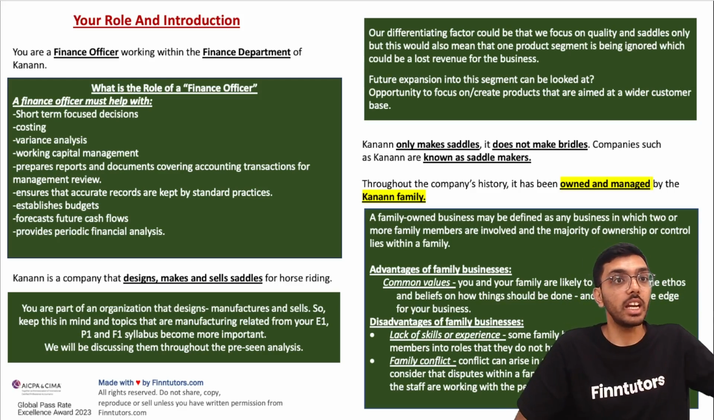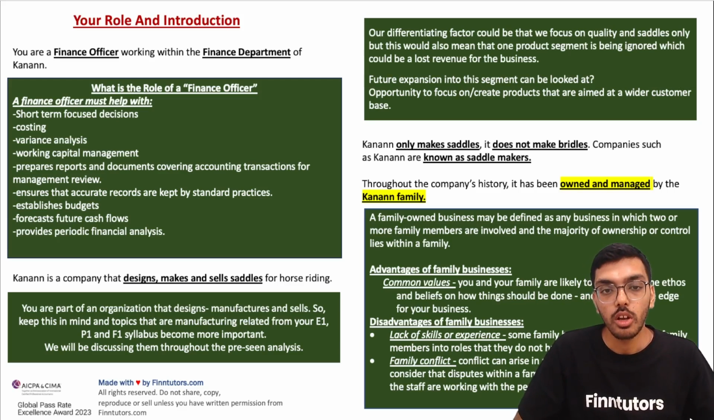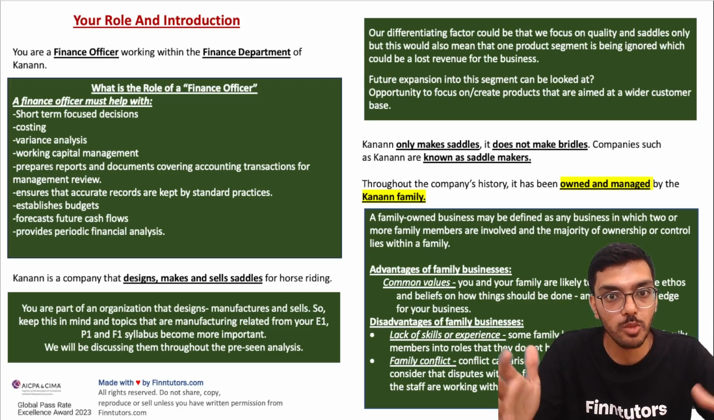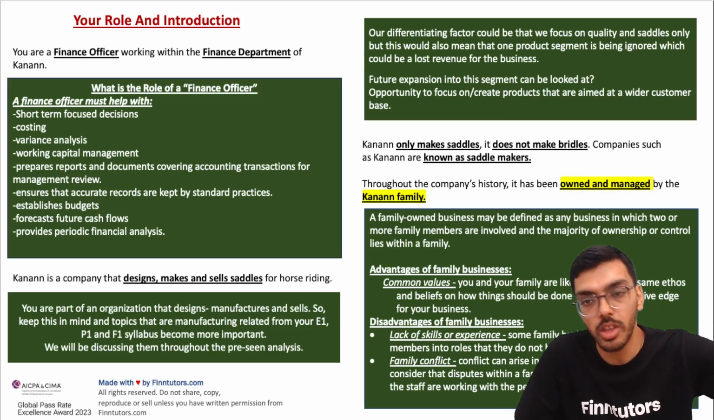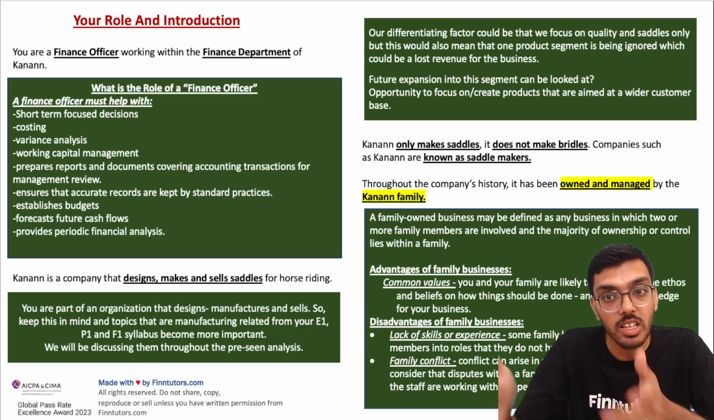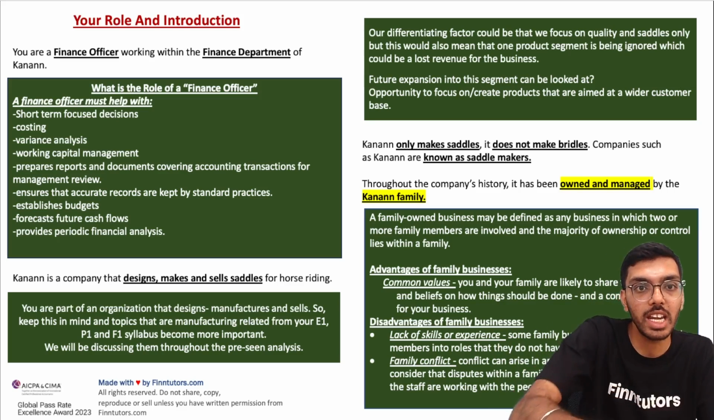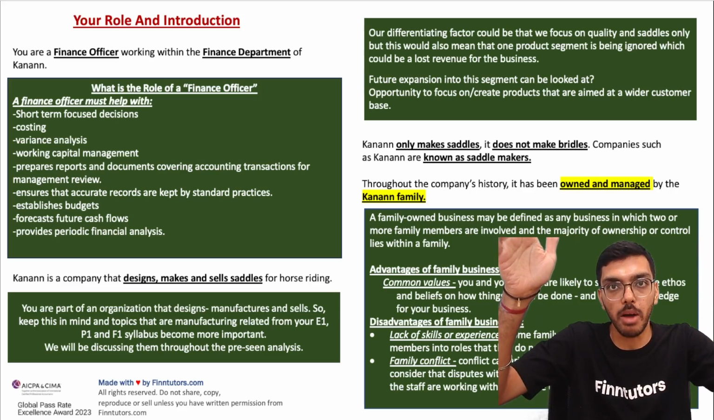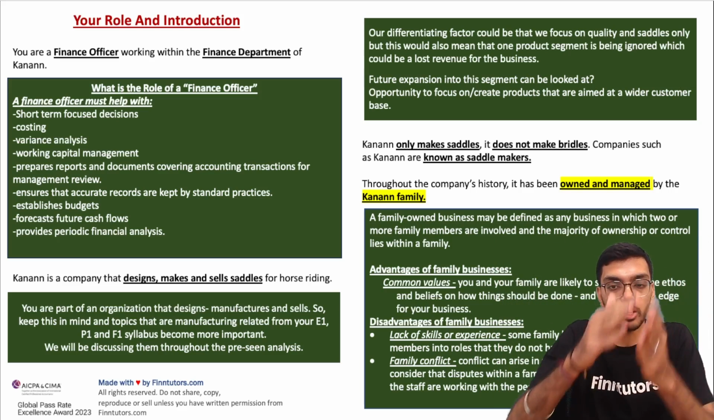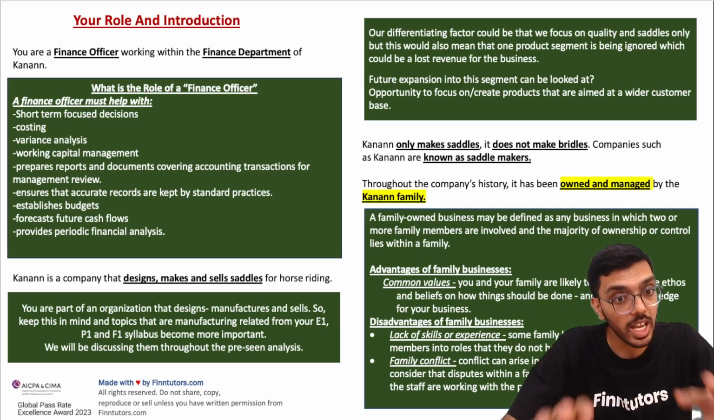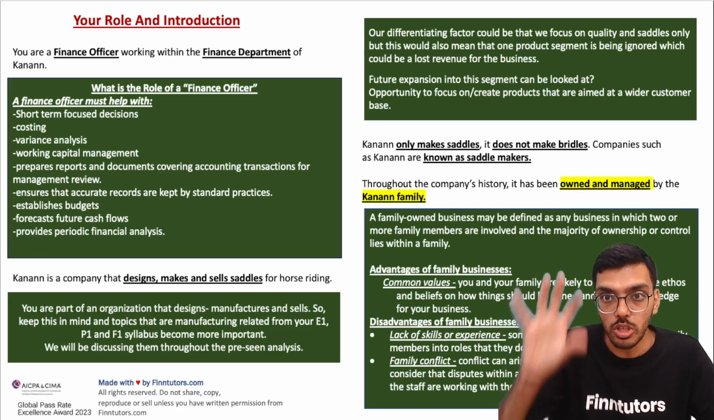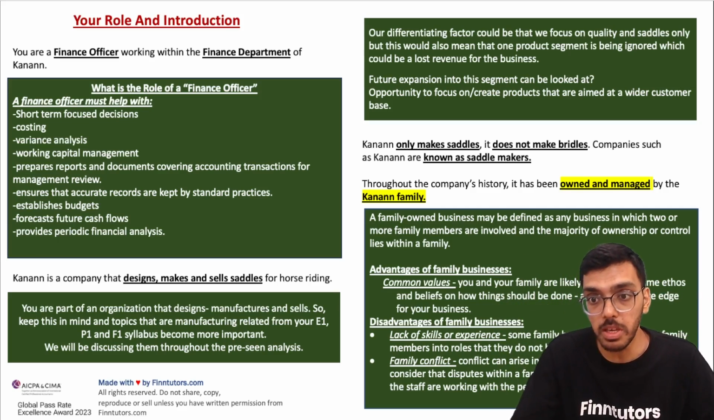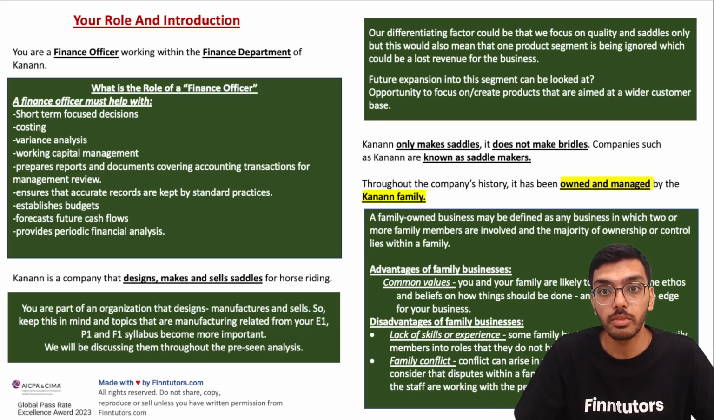But from my industry analysis, or an external analysis which I have made on this industry, we know that the accessories market in the horse riding equipment market is lucrative. The horse riding equipment market is the entire market. Under it you have saddles and you have other equipment. Kanann is only making saddles. So the other equipment market is not being focused on, which is lucrative.